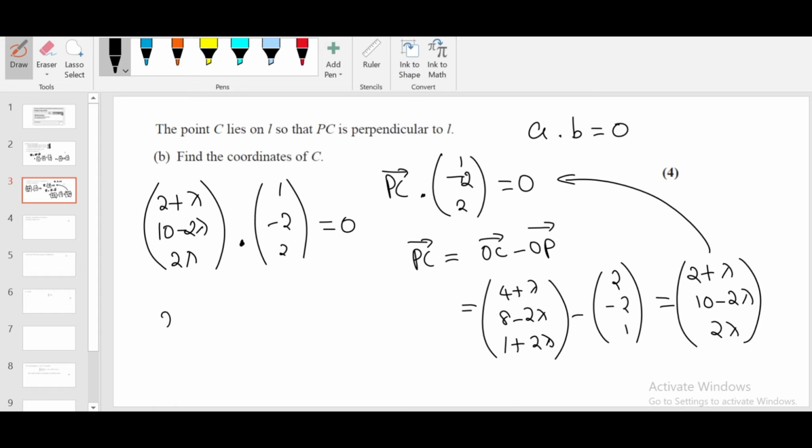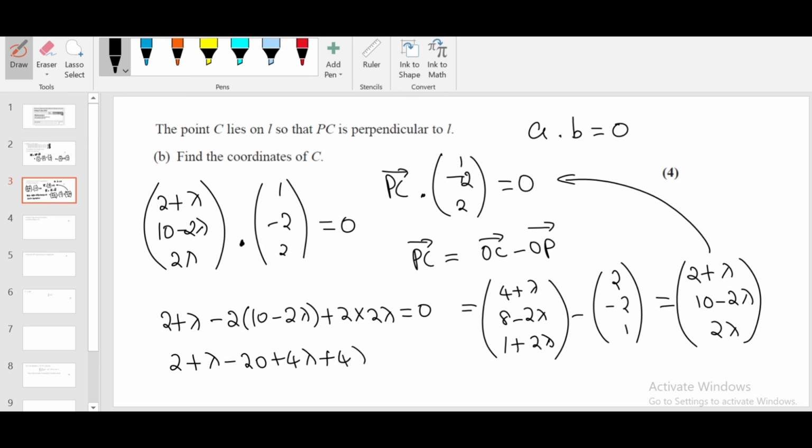So multiply 1 times 2 plus lambda, minus 2 times 10 minus 2 lambda, plus 2 times 2 lambda, is equal to 0. Make lambda the subject. So we'll get 2 plus lambda minus 20 plus 4 lambda plus 4 lambda is 0. You get 9 lambda is equal to 18, so lambda is equal to 2. That's the value of lambda corresponding to this point.